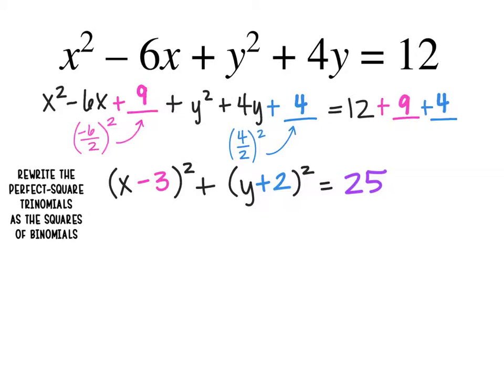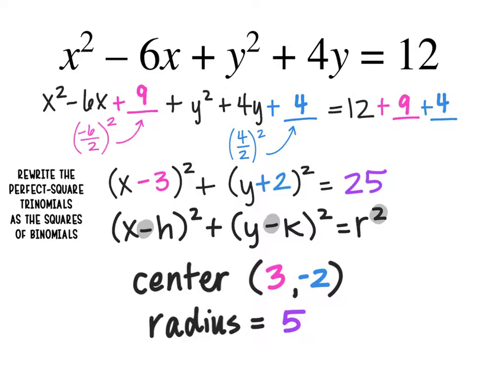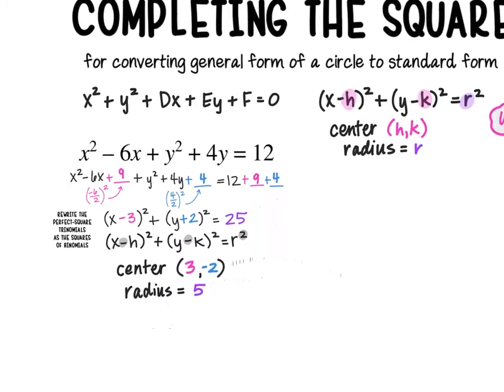From the formula of standard form of a circle, we see that our center is located at 3, negative 2, and our radius is 5. So that is pretty much it.